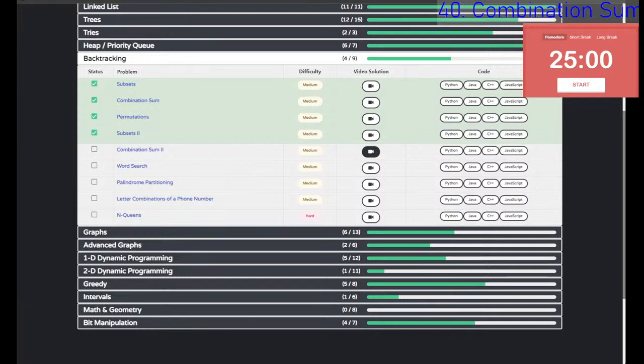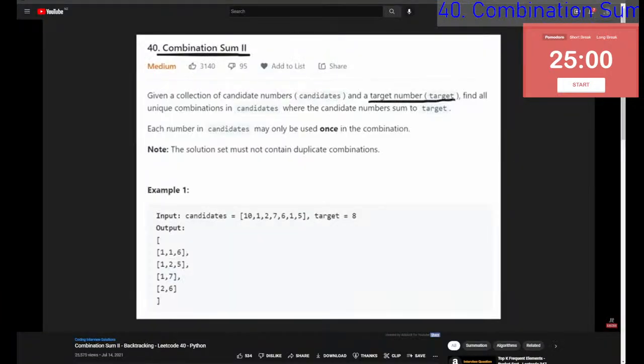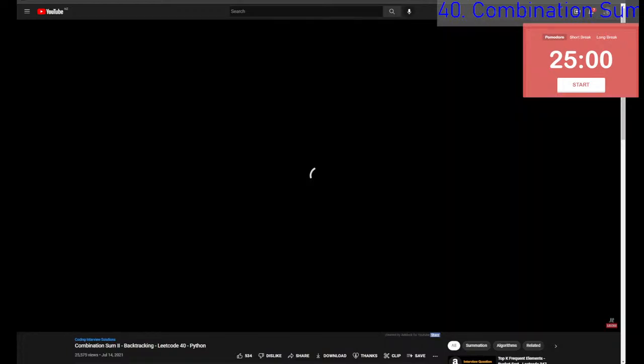A similar problem to the first one. We're given a collection of candidates, and these are always going to be positive numbers, and we're given a positive target number that we want to sum up to. And there could be multiple combinations from the candidates that can sum up to this target number. So we want to find all unique combinations that sum up to the target.